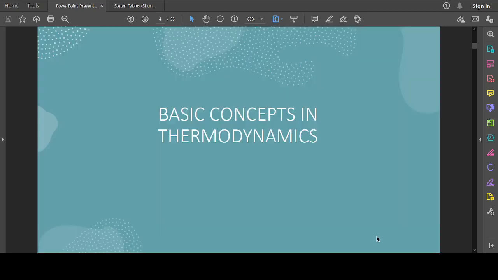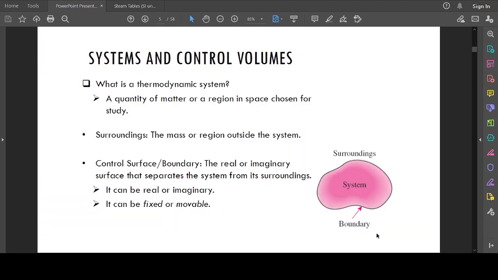So what are the basic concepts of thermodynamics? I'll start off by explaining what a system and control volumes are. A thermodynamic system is a quantity of matter or region in space chosen for study. The system is bounded by the boundary, which is a kind of barrier between the system and the surroundings.